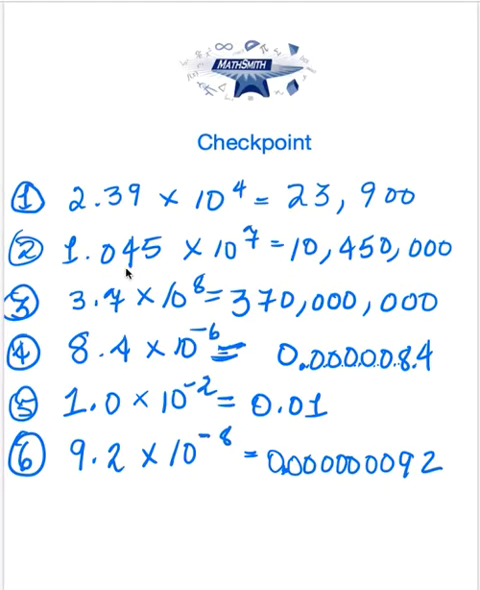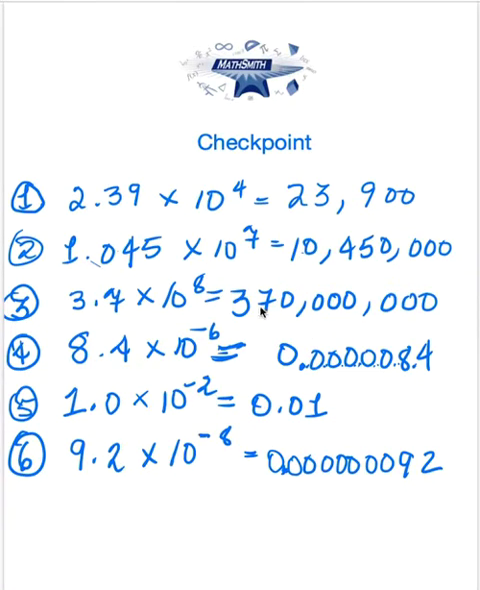Number 2, we're taking the decimal place and moving it 7 positions to the right. So we're going to move it 3 here. Oh, is that 7? So yeah, it's being moved 1, 2, 3, 1, 2, 3, 4, 5, 6, 7, and ends up being 10,450,000.